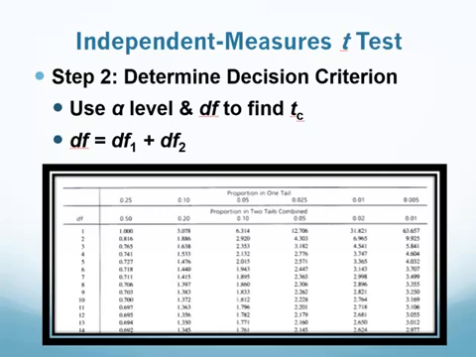Let's try one more. What's the critical value for a two-tailed test with an alpha of 0.01 if one sample has 8 people and the other sample has 6 people? Pause the video, see if you can figure it out.